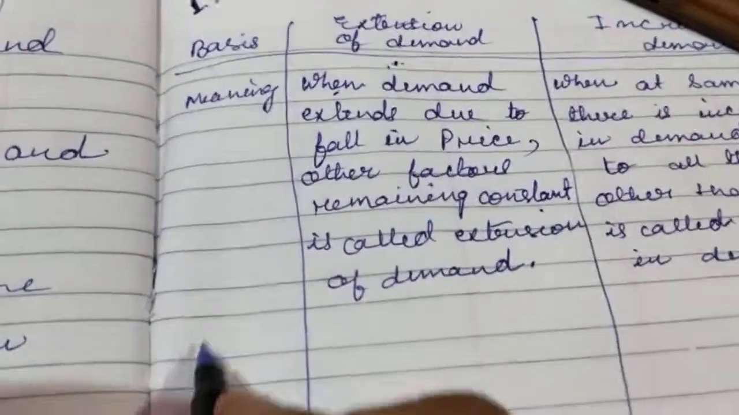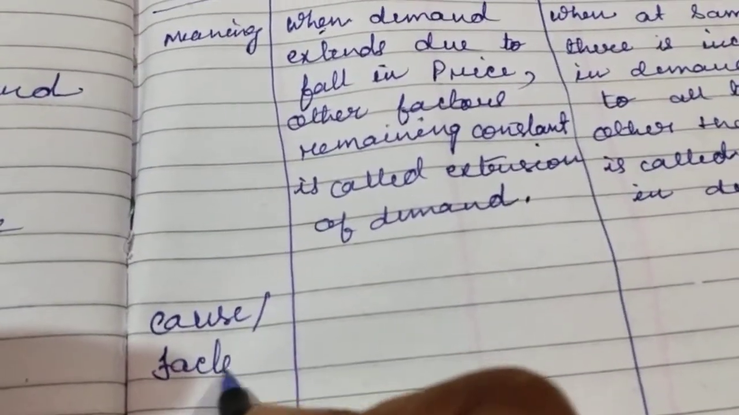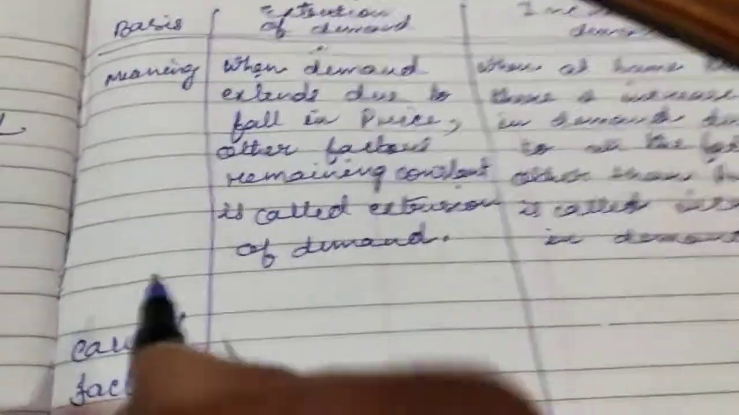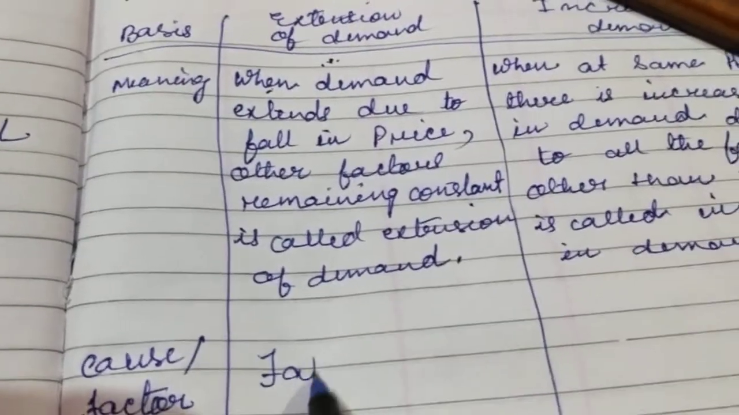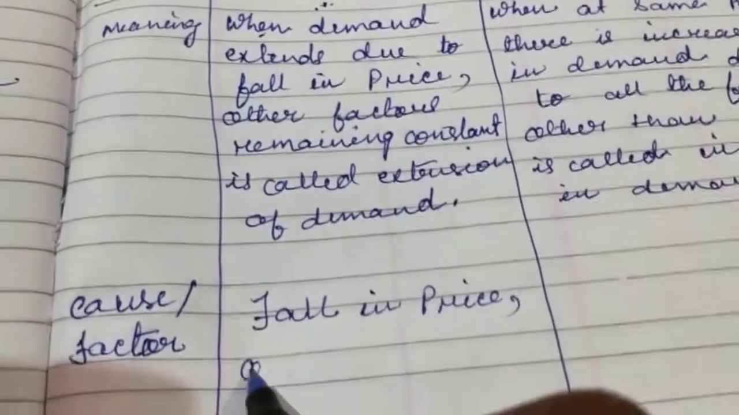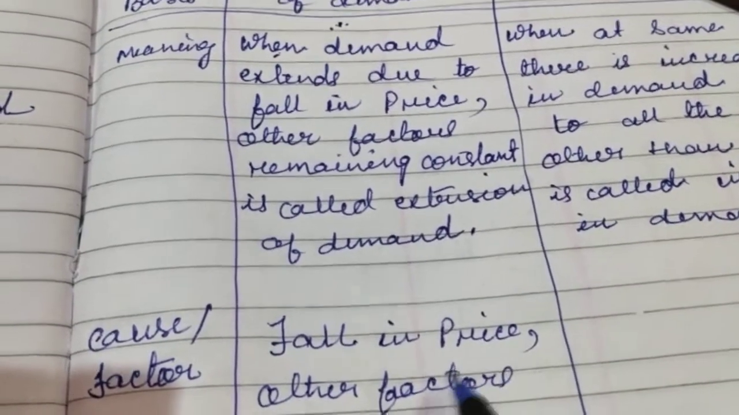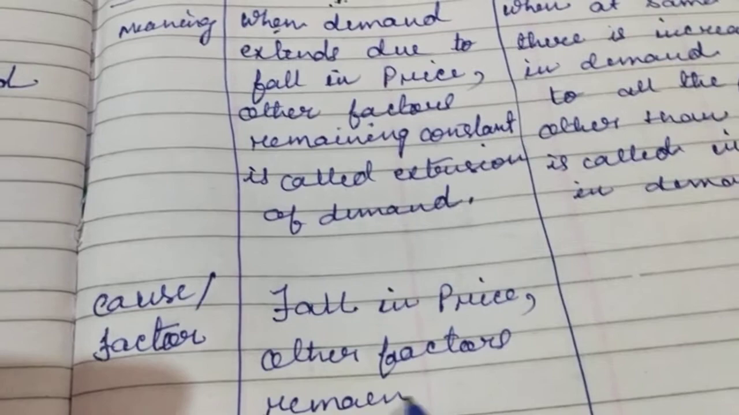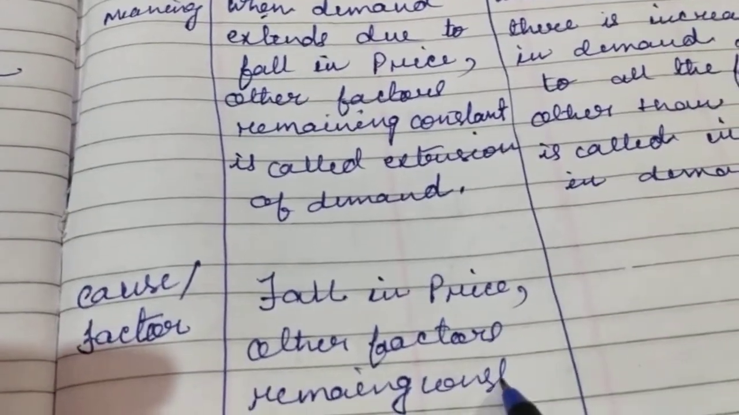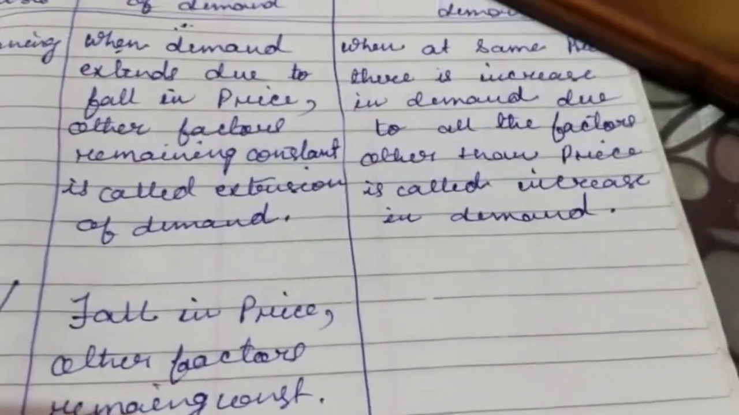Now we'll take the second basis, children. The second basis will be cause or factor. What is the cause of extension of demand? You know the cause. Fall in price, other factors remaining constant. And what is the cause of increase in demand? That you know. So write down the causes of increase in demand.